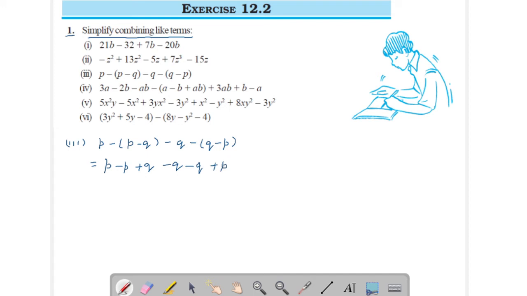Here, if like terms have opposite sign, that is plus minus, they will be cancelled. That is plus P and minus P, we can cancel it because 1 minus 1, it is 0. Here plus P and minus P, we can cancel it. Here plus Q and minus Q, we can cancel it because both are like terms and signs are different. What we are left with? It is P minus Q. This is your answer. Now come to fourth part.